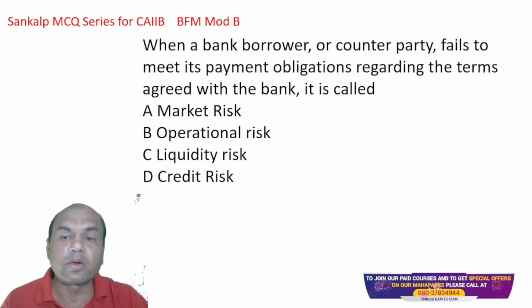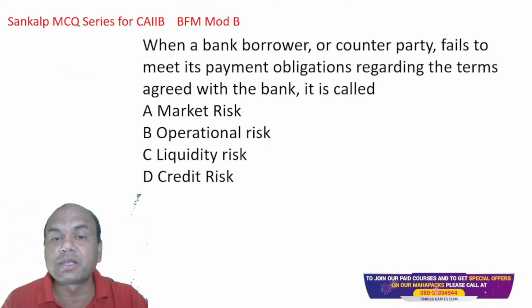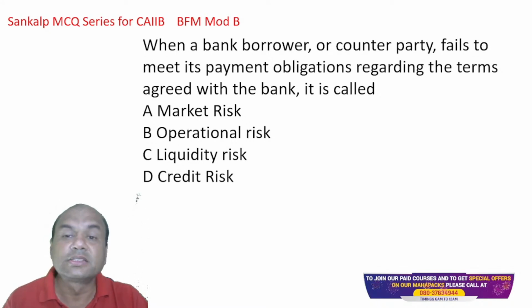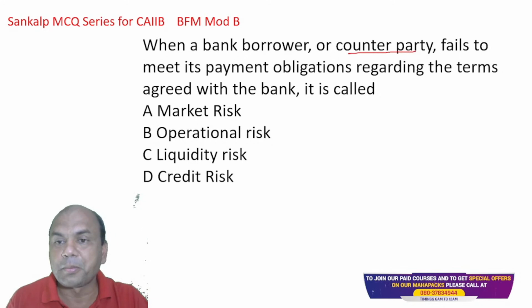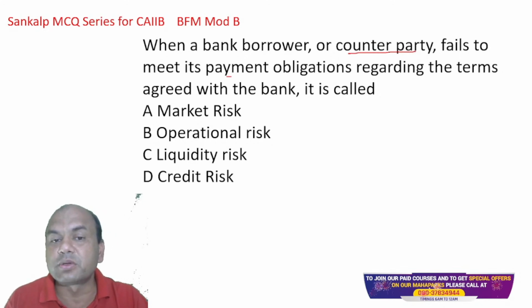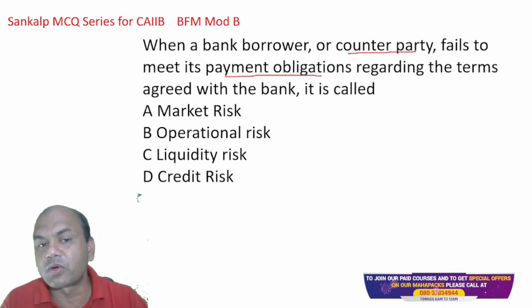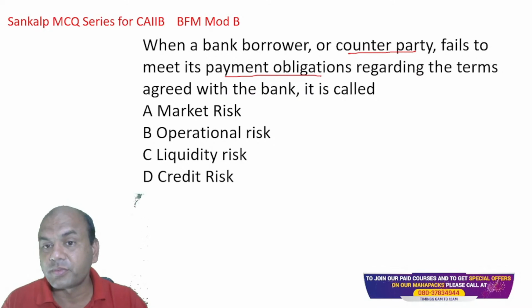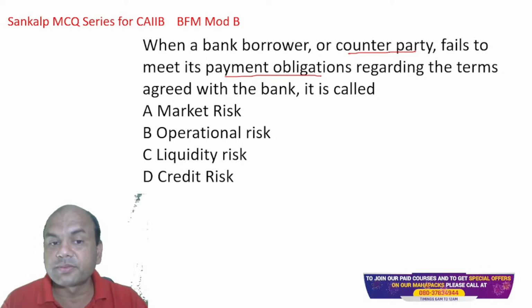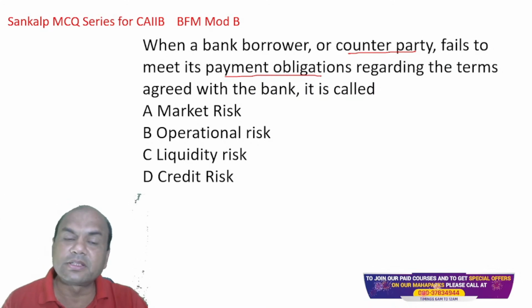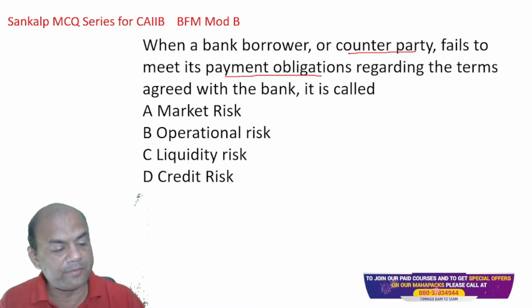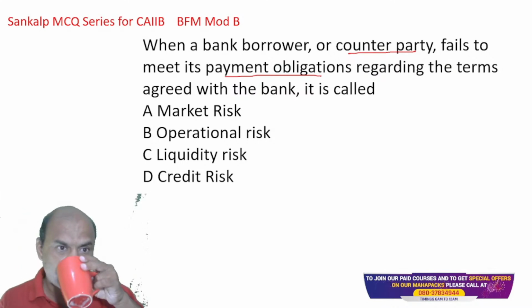Where the bank borrower or the counterparty fails to meet its obligations regarding the terms agreed with the bank, it is called as, here counterparty is failing. Counterparty fails to meet its obligations. So what do you mean by this? Counterparty is failing. Market risk, operational risk, liquidity risk, credit risk. Type fast in the comment section. Is it A, B, C or D? What do you say?